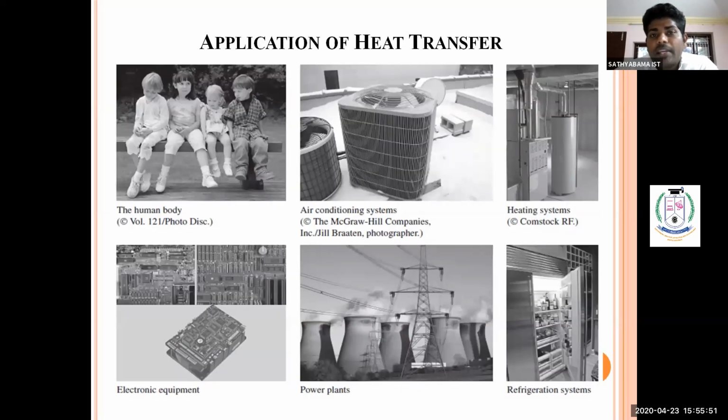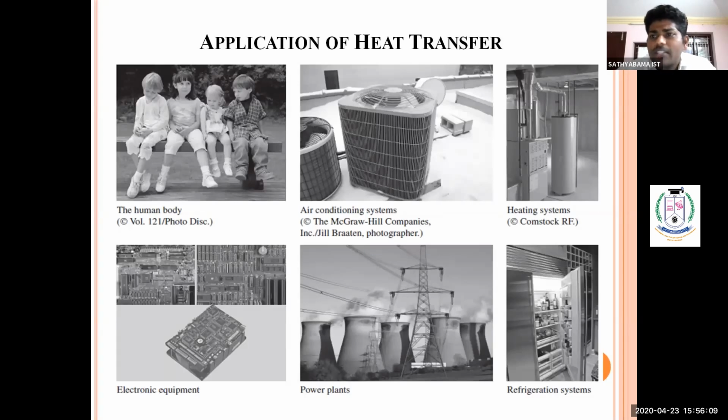Some applications of heat transfer. One is the human body. How does heat transfer in the human body? When we are outside, radiation heat transfer will be there. Radiation means electromagnetic waves. Sunlight falling directly on our body is a type of radiation heat transfer. Next, the air conditioning system.